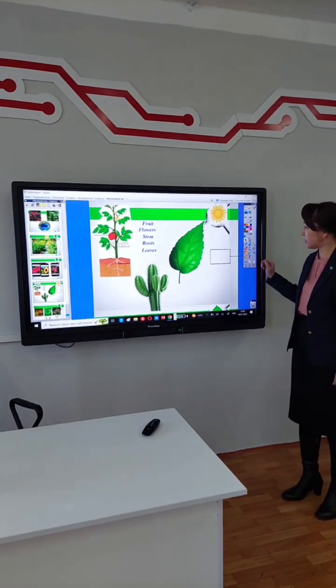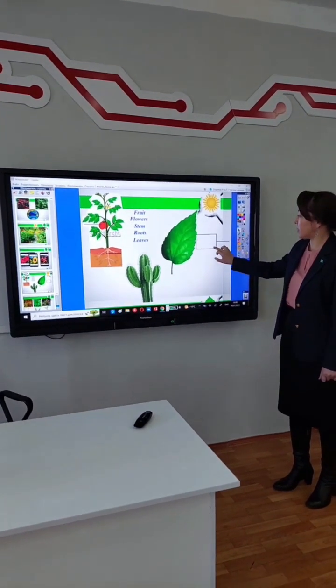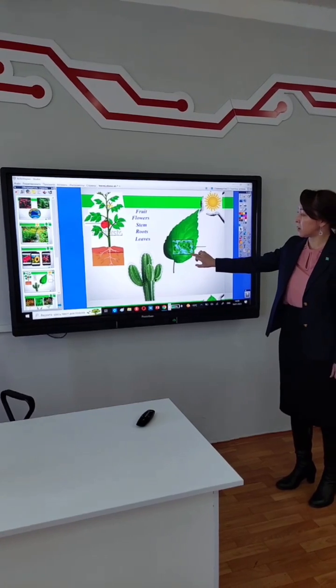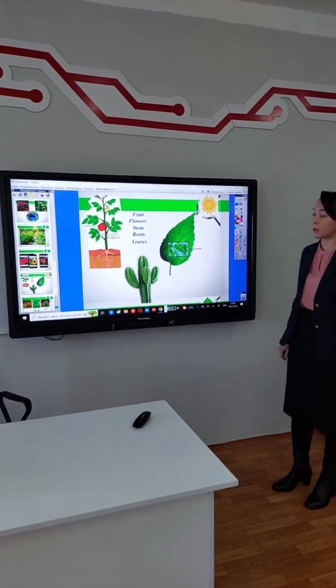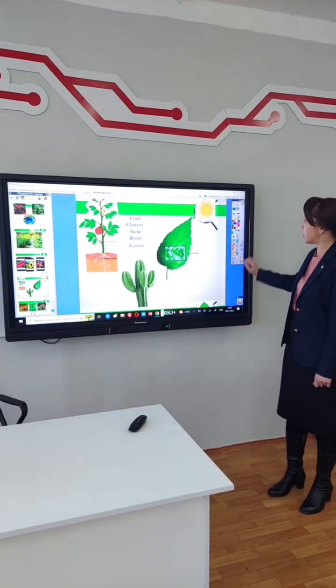And here we can see a leaf and a magic magnifier. With the help of the magic magnifier, you can see inside of the leaf. It contains green pigment, chlorophyll, as you already know, that's responsible for photosynthesis.